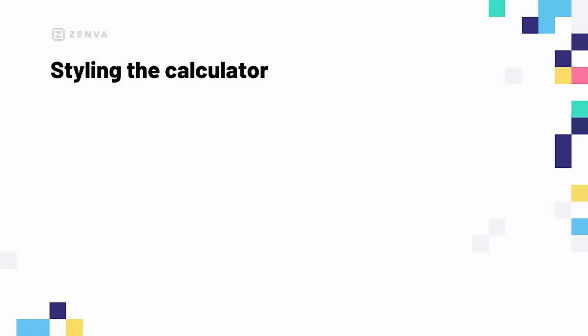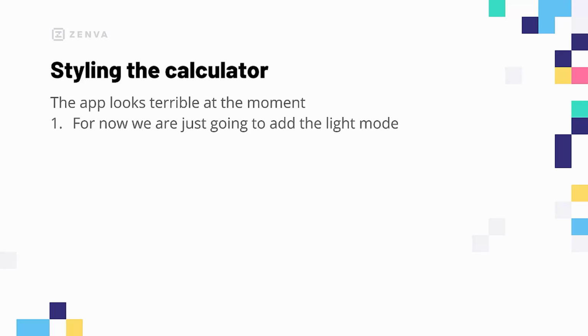Perfect. Now that we have the basic layout, we can work on the styling, which is really important because currently the app looks pretty bad. For now, we are just going to add the light mode. That way we have at least something to work with the logic later on. After we have that, we can work on the dark mode. That being said, if you want to have a dark mode, you can implement that as well. The styling is entirely separate from the logic. Just choose whatever you like the most.